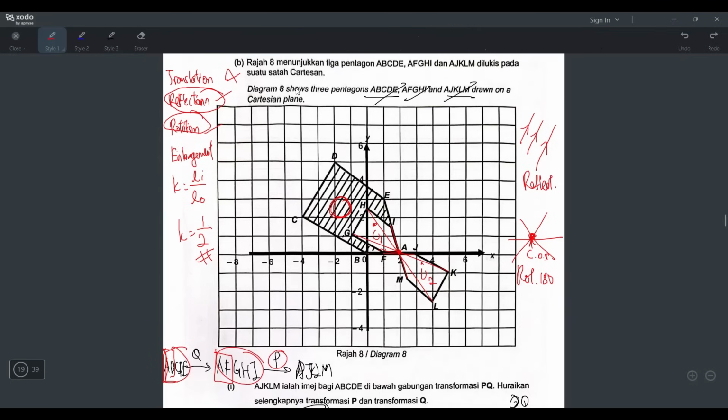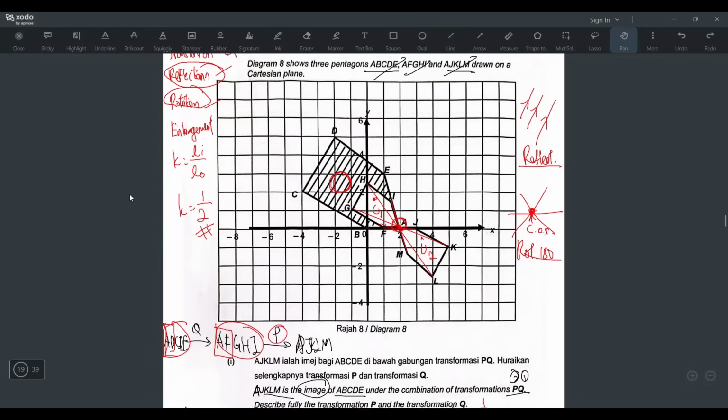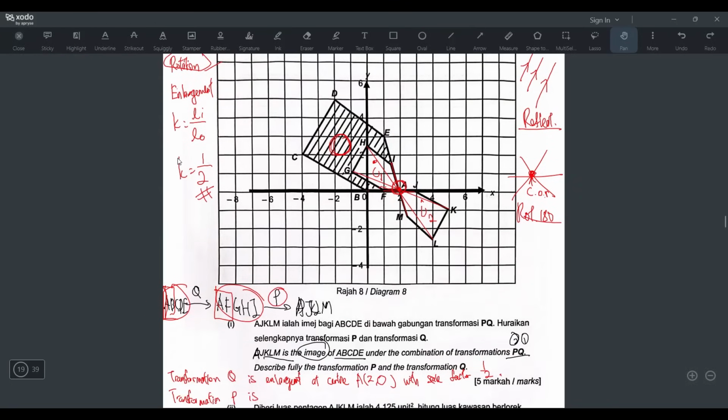Semua titik, semua garisan dia intersect dekat sini. So tell me which case, reflection or rotation? Rotation lah. And it's how many degrees? 180. So definitely can write rotation. But I told you, you have to write the ECC penting.